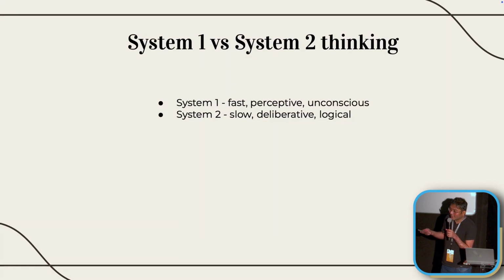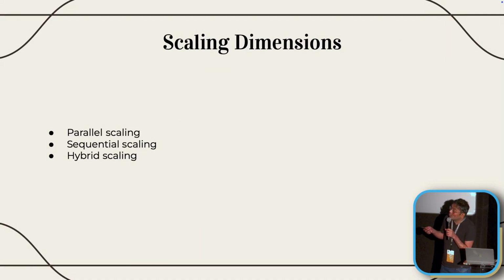So in this paradigm, all the test time compute techniques are about System 2, where instead of directly generating an output, we give the model time and computation to make it better. So, what are the different dimensions across which one can scale? There are two broad approaches: parallel and sequential scaling.